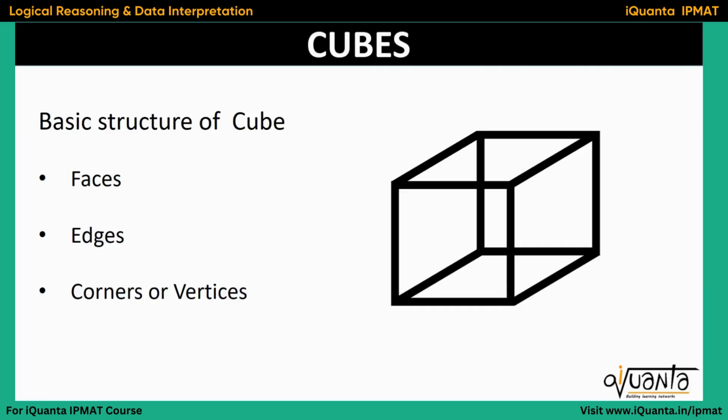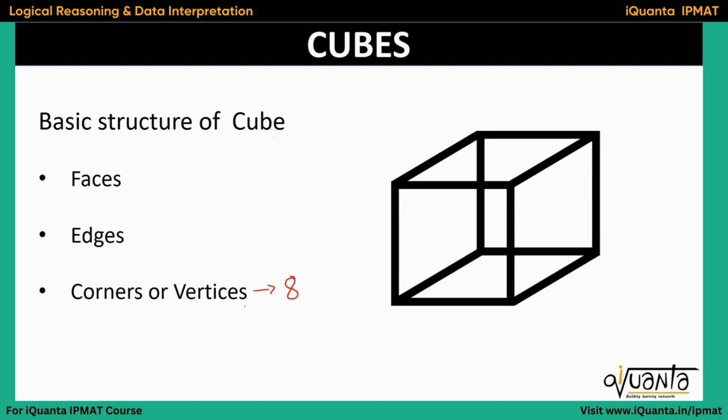So the basic structure of a cube has three components: faces, edges and the corners or vertices. So let us start with corners or vertices of a cube. There are 8 vertices or corners in a cube. The ones encircled with the red color, these are the 8 vertices or corners of a cube.